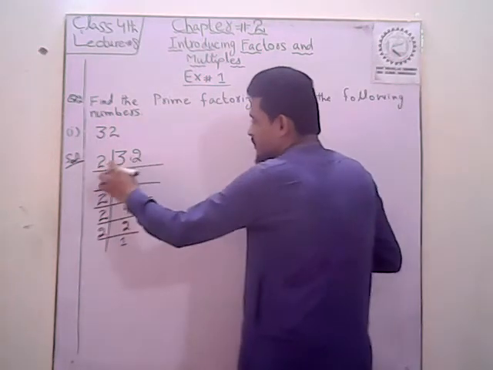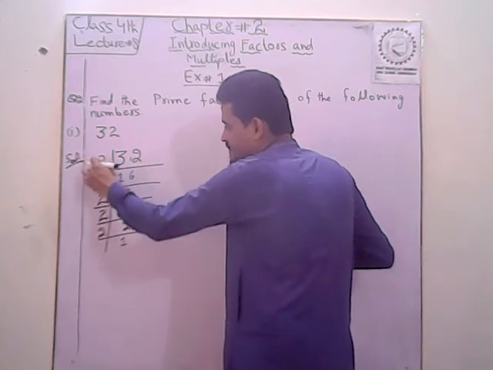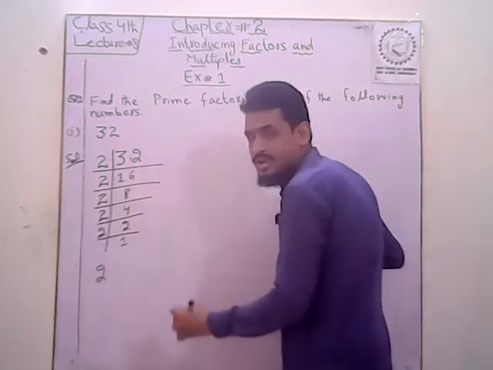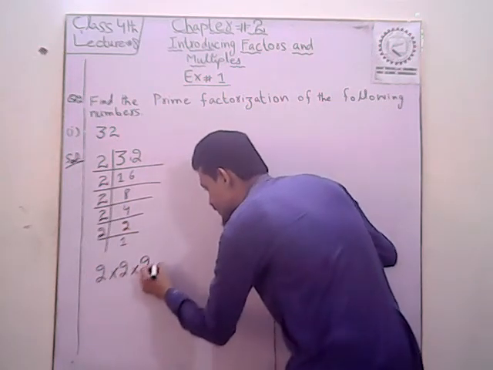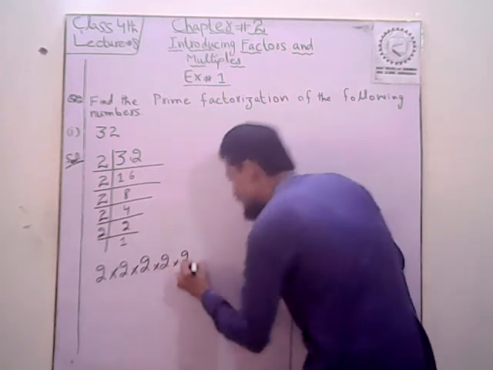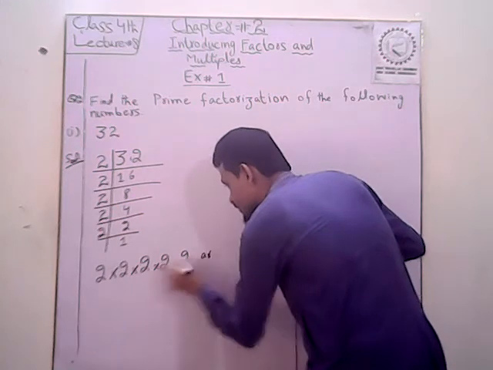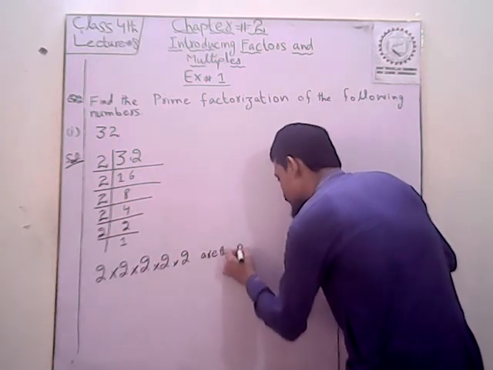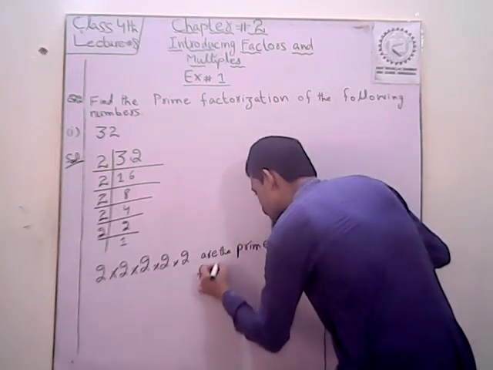So here you see, count the 2s, count the numbers 1 2 3 4 5. So we write here 2 five times. 1 2 3 4 5. So these are the prime factorization.